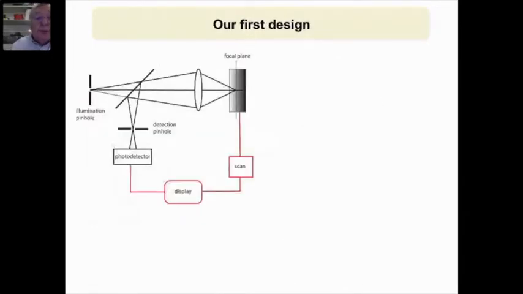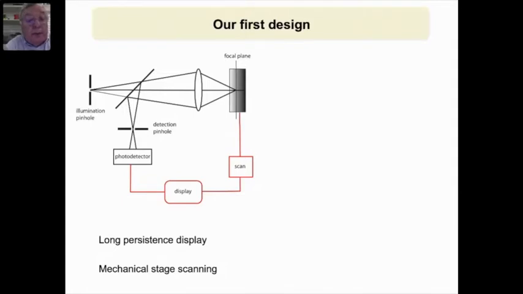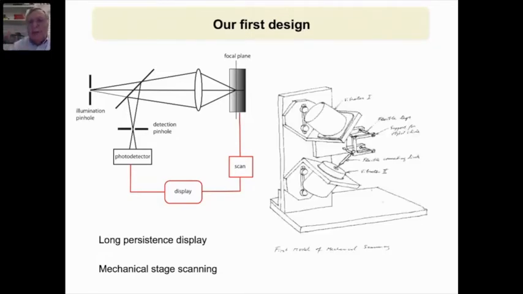The first design that we had to find a way to scan. And we scanned using a mechanical scanner. Because there was no way to record the image, we had to have a long persistence television screen, and you could see the image build up as one scanned over the whole of the specimen. And this was the first scanner that we had.